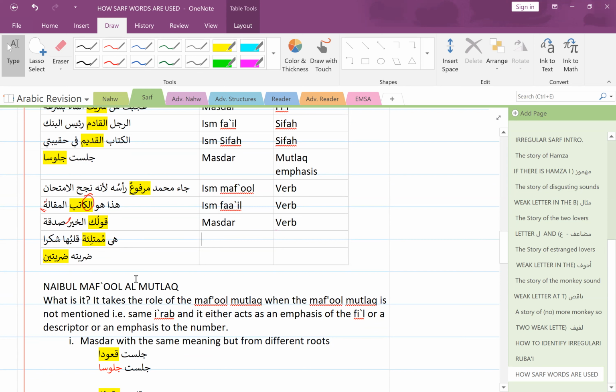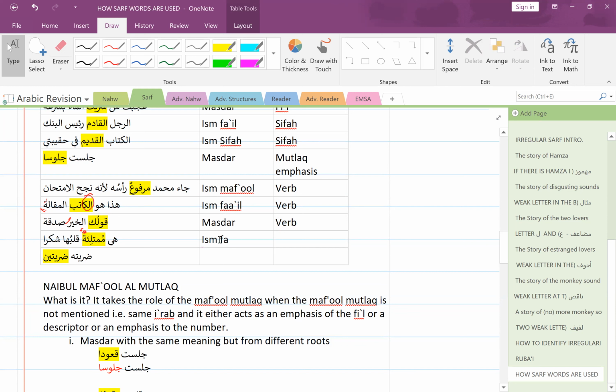هي ممتلئة قلبها شكرا. This is a bit tricky, but let's see if we can figure it out. ممتلئة. اسم فاعل. Yeah, اسم فاعل.